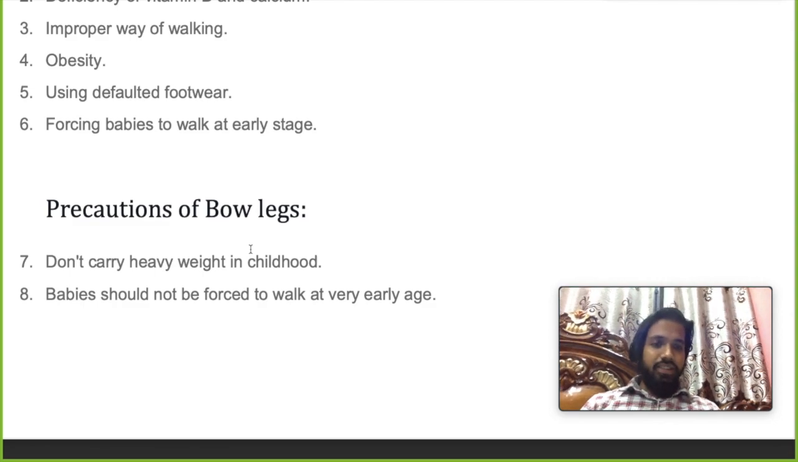So yeah, this was it. Hopefully I have covered most of the postural deformities that we face in our daily life.